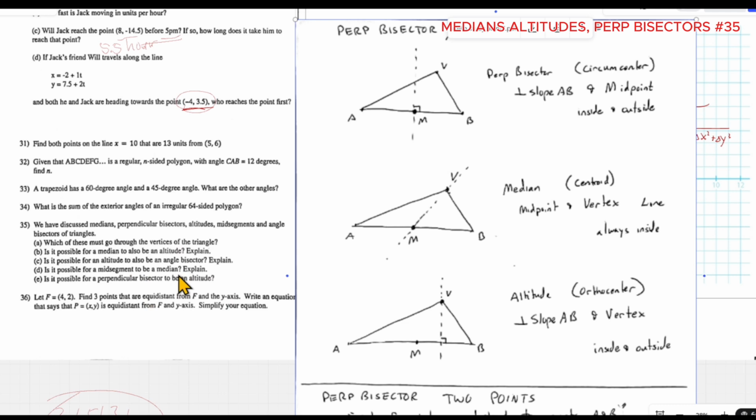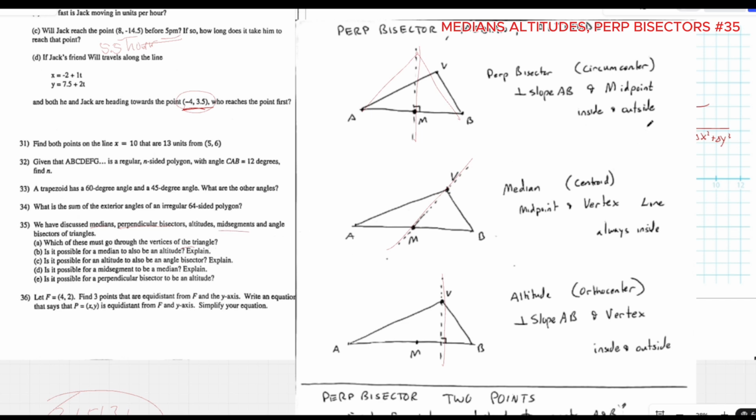35 is talking about medians, perpendicular bisectors, altitudes, mid-segments, and angle bisectors. So we'll recap on these. Which of these must go through the vertices of a triangle? So let's see. Medians do have to go through a vertex. Perpendicular bisectors do not, but they could; if it's an isosceles triangle, it will. Altitudes definitely do have to go through a vertex.